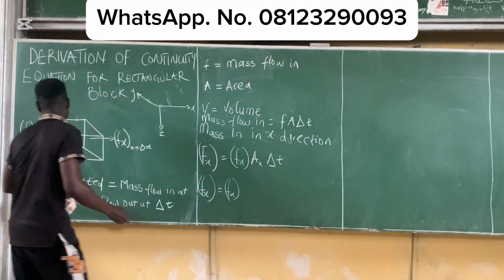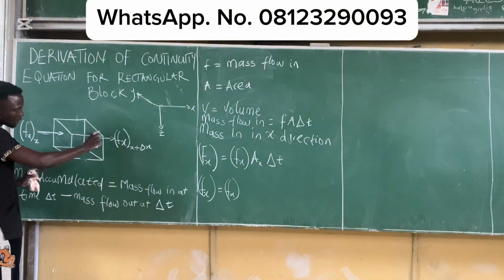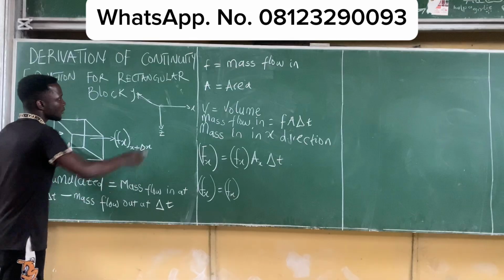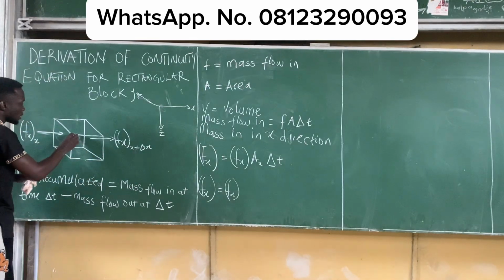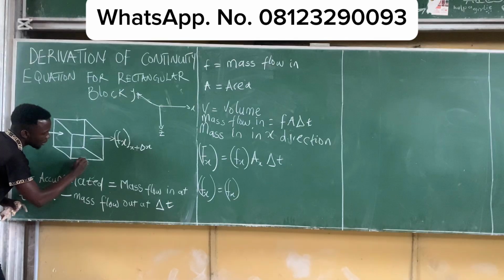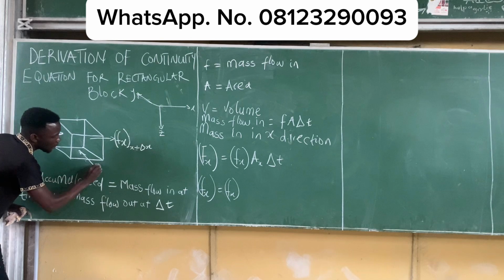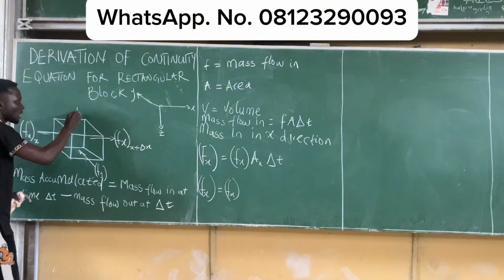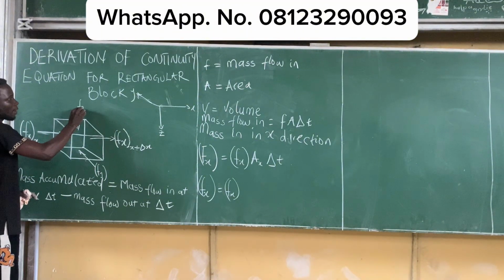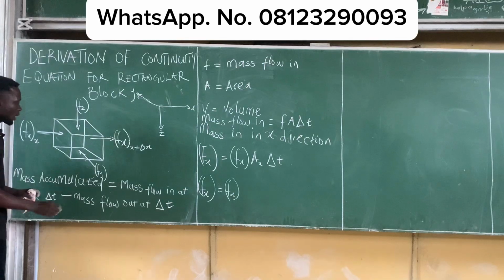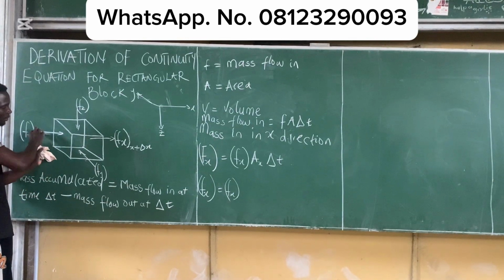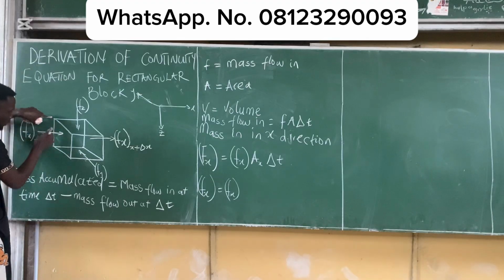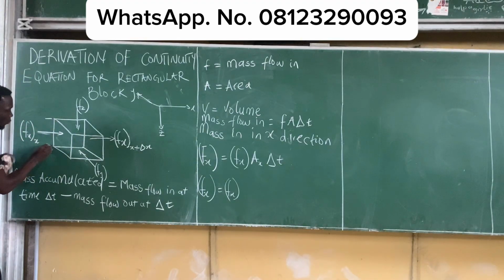Remember that we are considering the ones that flow in this way. If you look at our coordinate system, the one that comes like this is for F of y, then the one that flows downward is for F of z. Now, if this one here is x, what will be the distance from here to here? The distance of the block from here to here becomes delta z.